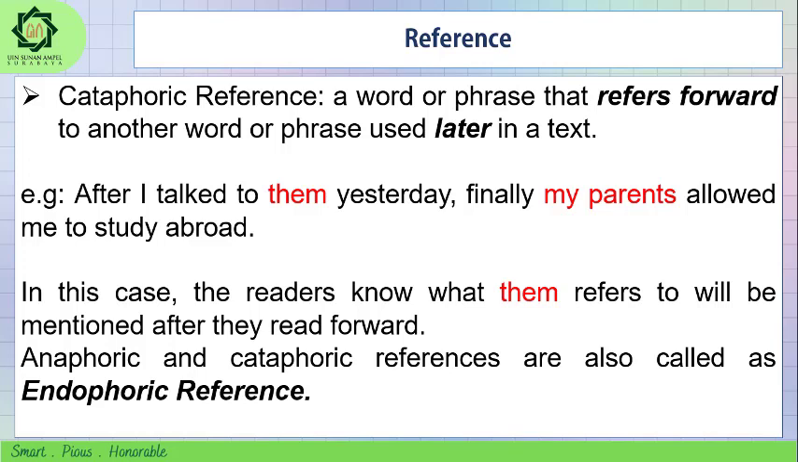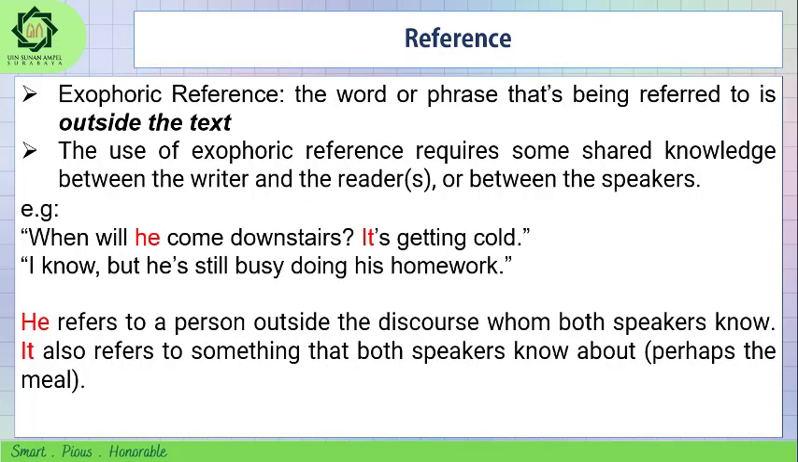And then anaphoric and cataphoric references are also called endophoric references, which means the item that's being referred to is seen clearly within or inside the text. Endophoric reference is the opposite of exophoric reference, which will be explained later.